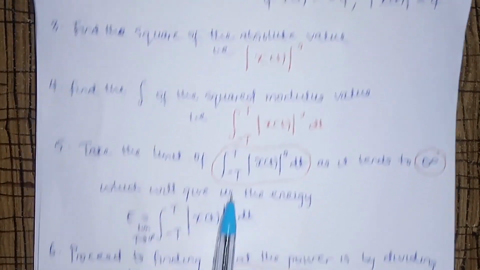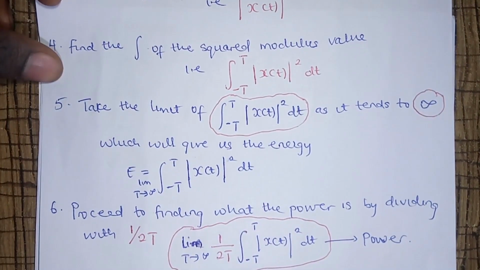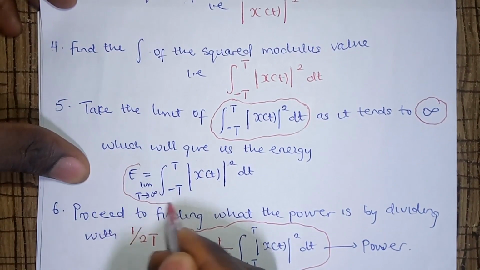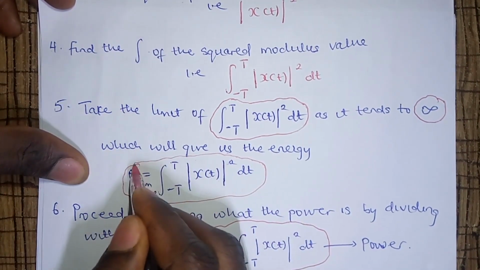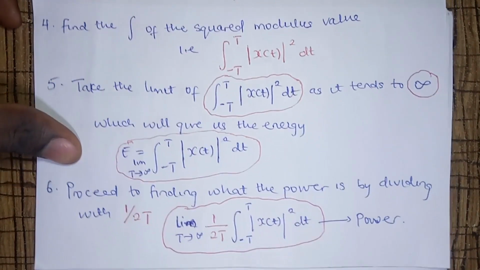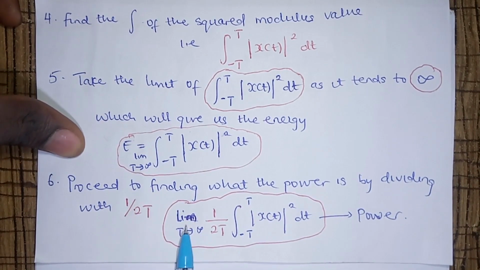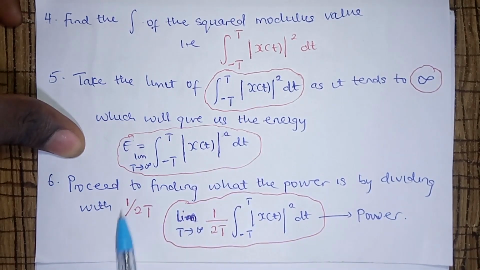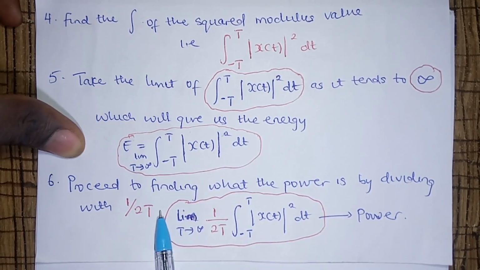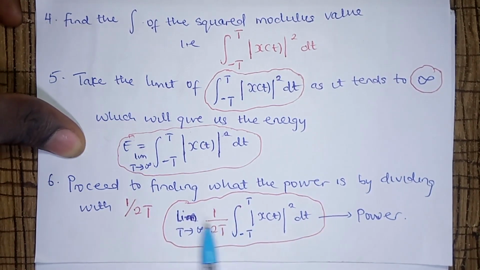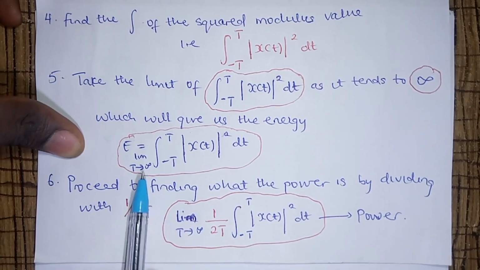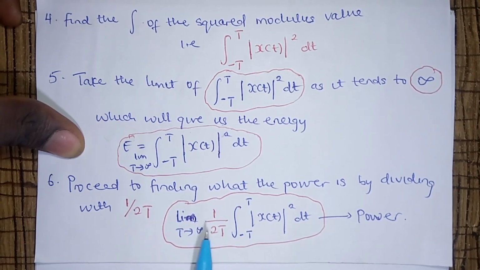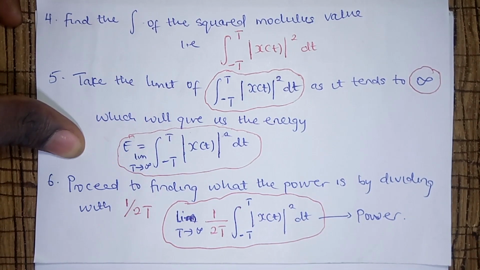Likewise for power, after we calculate the energy, which is E, for us to calculate power, before taking the limit, we take this integration and multiply it by 1 over 2T, which is actually the period of the signal. After we apply 1 over 2T, we then take the limit. So the difference between power and energy signal is just this period, 1 over 2T. You get the point? After you apply these steps, you should be able to solve any problem on energy or power signals.